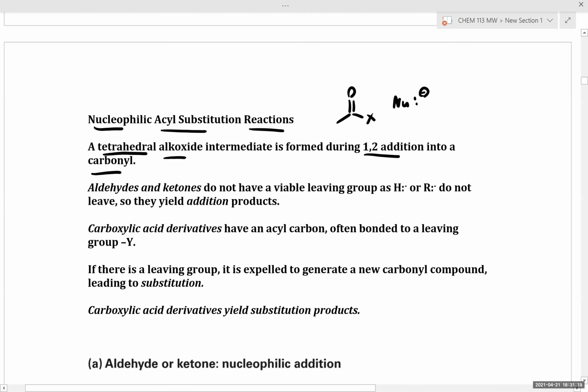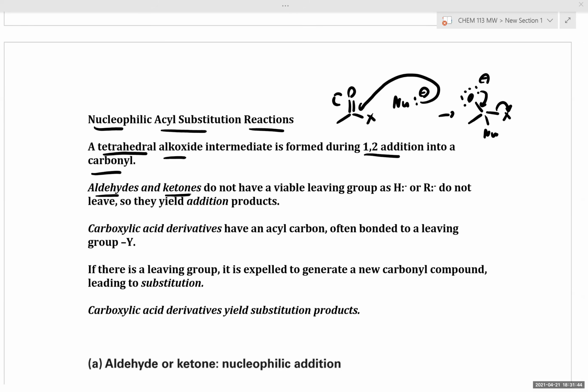So if you have a nucleophile, it attacks your carbonyl, and you end up making a tetrahedral intermediate. From here, it will collapse and we can kick out our leaving group in a substitution pattern. When we have aldehydes and ketones, we just saw addition. There's not really a viable leaving group, as hydride and alkyl groups generally don't leave. So aldehydes and ketones favor addition products.